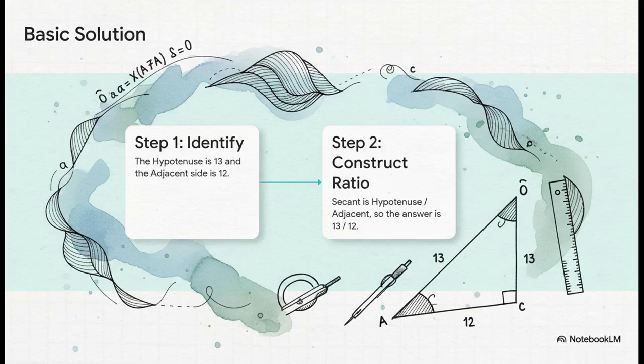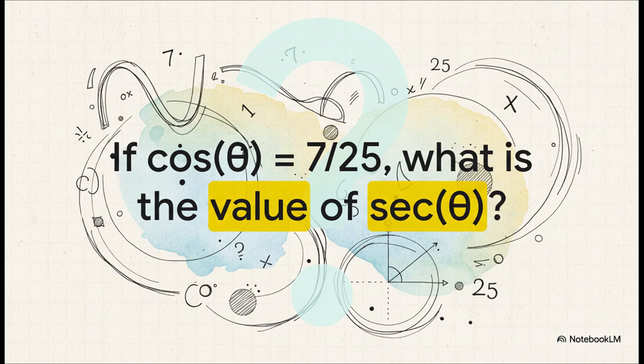And the solution is about as straightforward as it gets. Step 1, we know our parts. They were handed to us on a silver platter. Step 2, we just build the ratio. What's the formula for secant again? Oh yeah, hypotenuse over adjacent. So we just plug them in. 13 over 12. And that's it. Seriously, we're done.